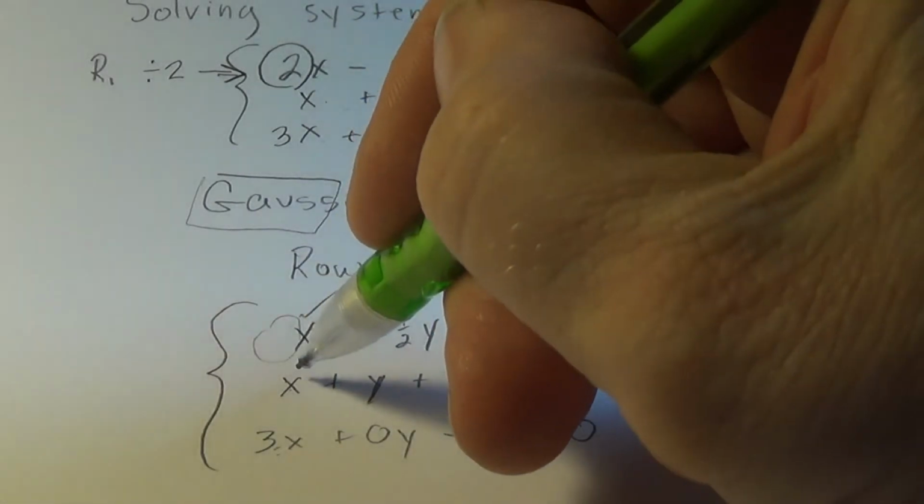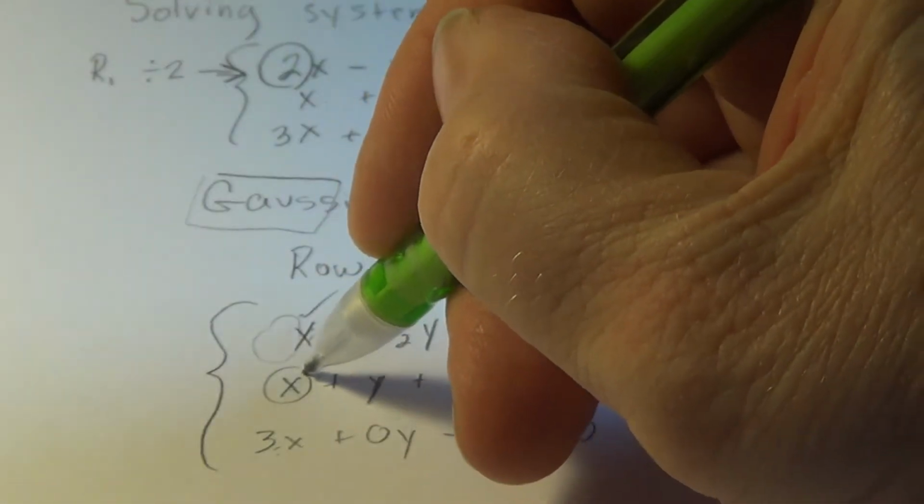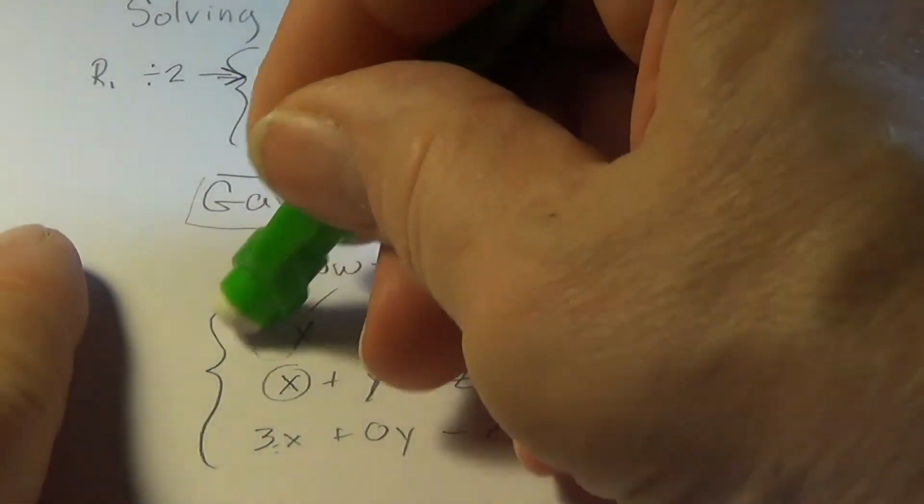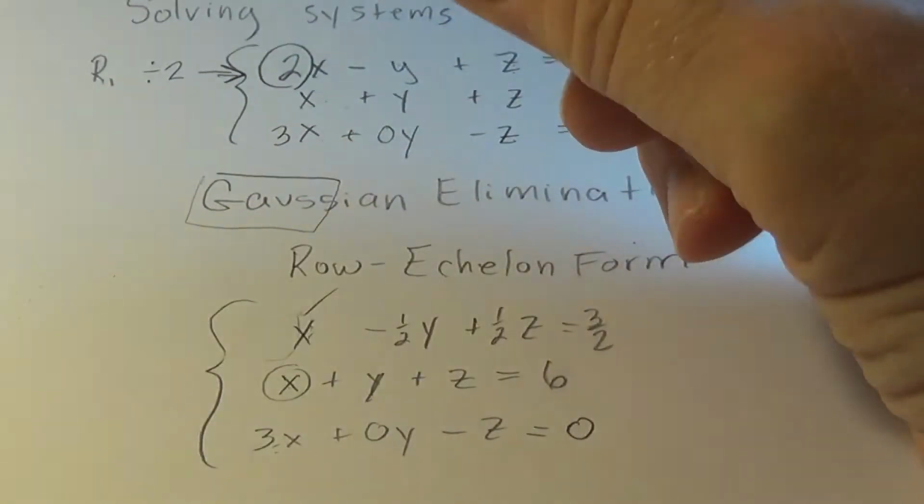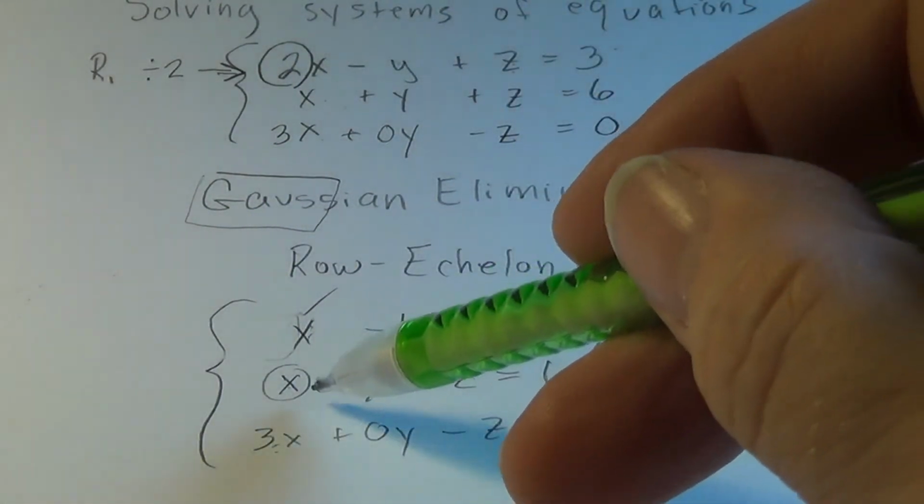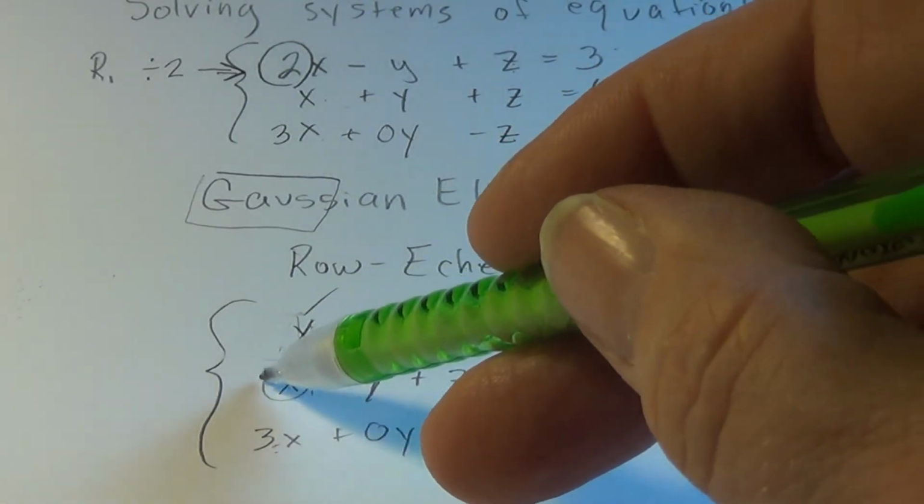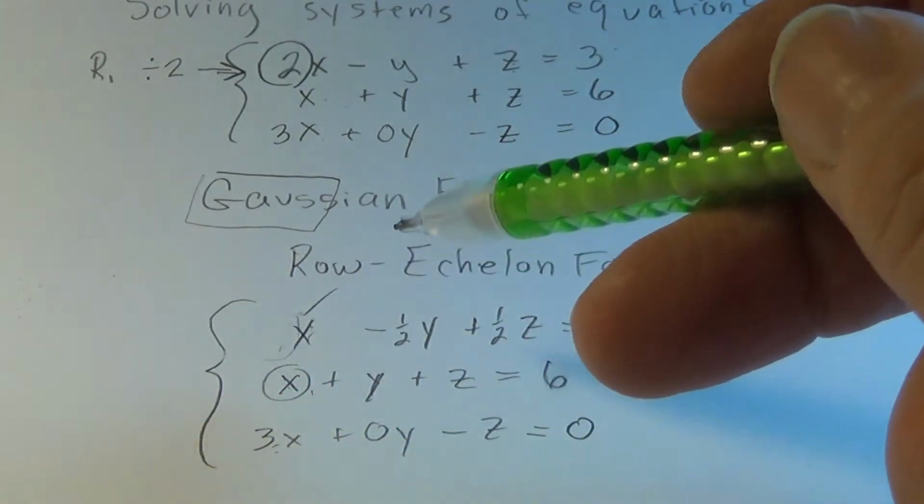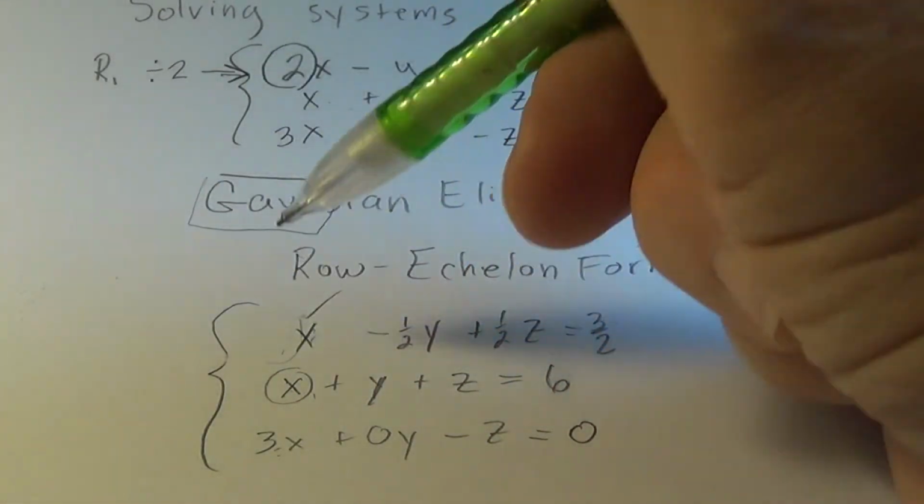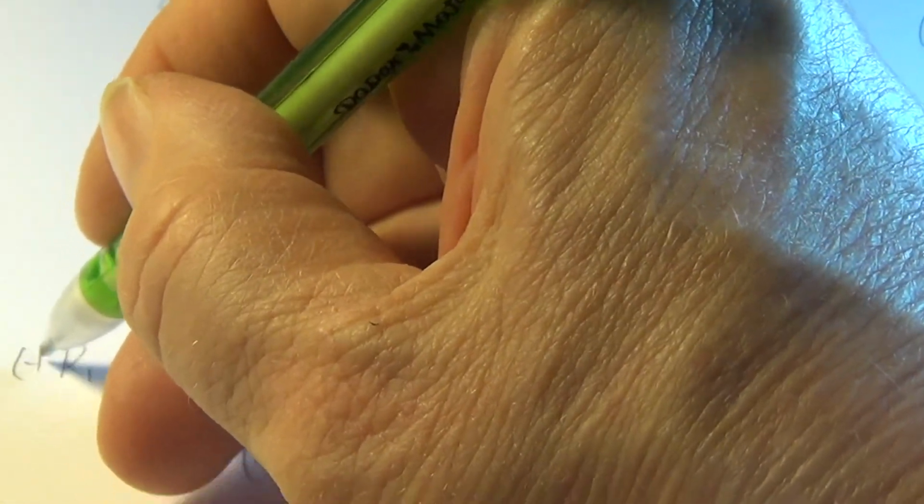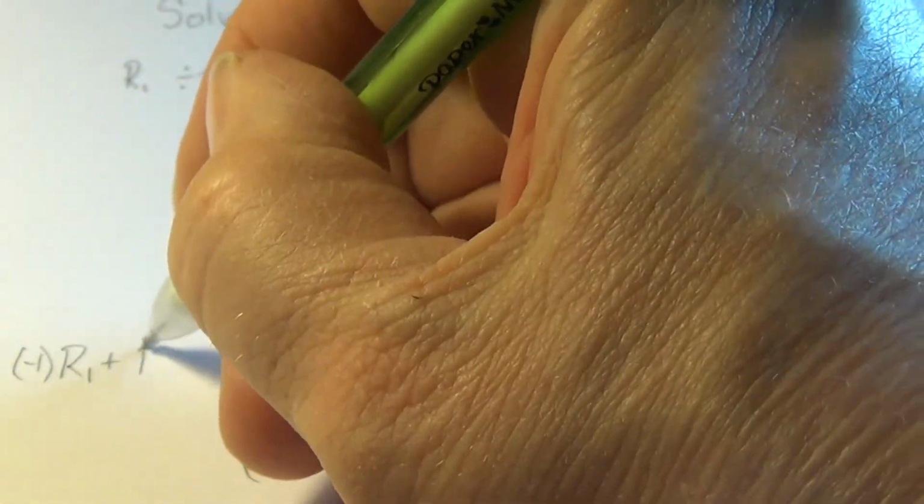So the first one I'm going to aim at is this one. So let me get the circle off of here. We already dealt with that. So we are going to change that to a 0. This lead coefficient is 1. I want this whole thing to be a 0. To do that, I'm going to use the first row, and I'm going to multiply the first row by -1 and add it to the second row.